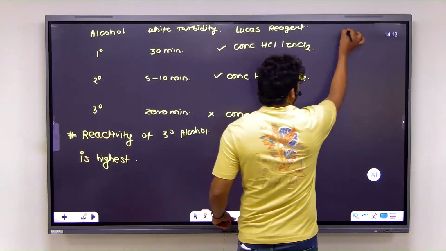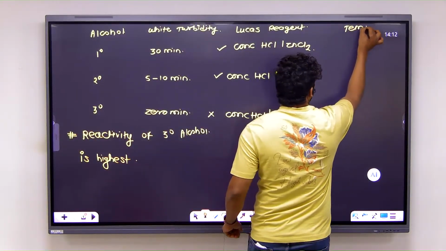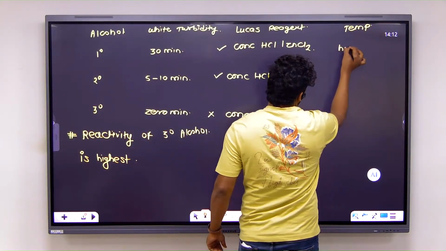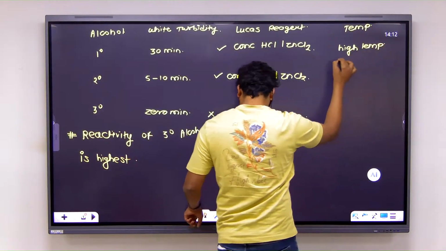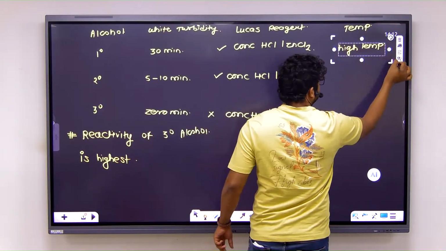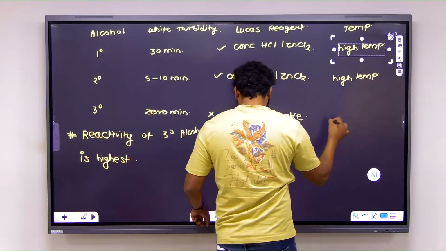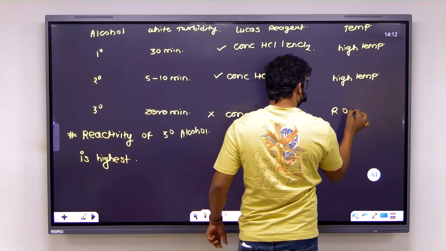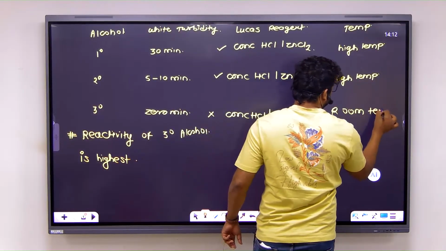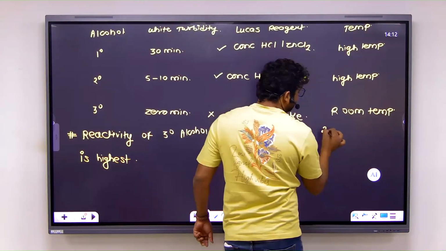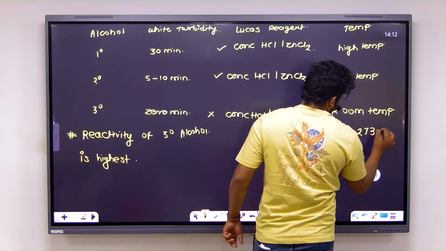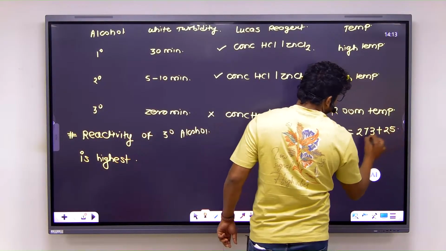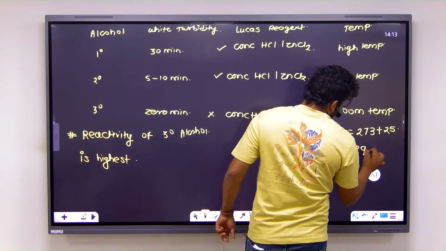You can go for another category, that is temperature. You require a very high temperature in the case of primary and secondary alcohol. But the reaction runs at what temperature? Room temperature. That would be 25 degrees Celsius, or 273 plus 25, that means 298 Kelvin.